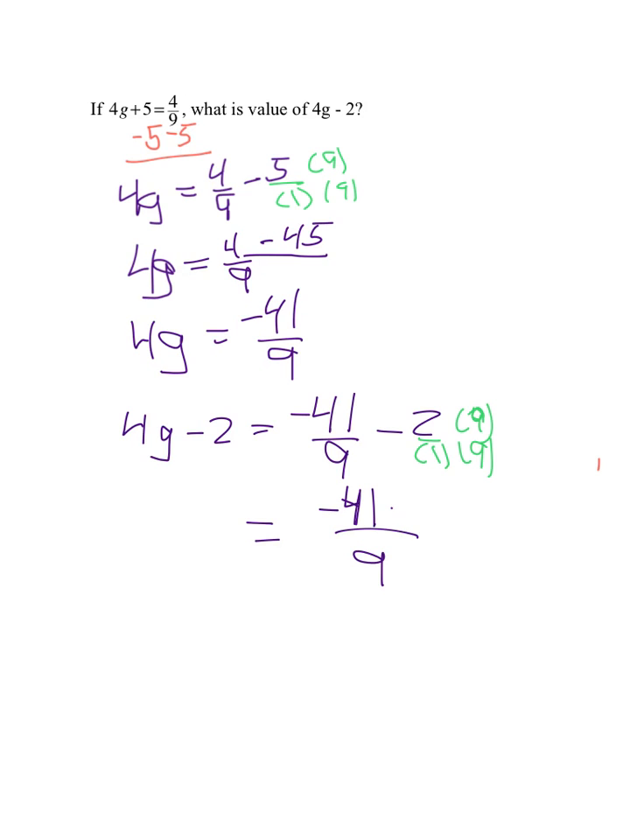So we get negative 41 minus 18 all over 9, or negative 59 over 9, which does not reduce, and that's equal to 4g minus 2.